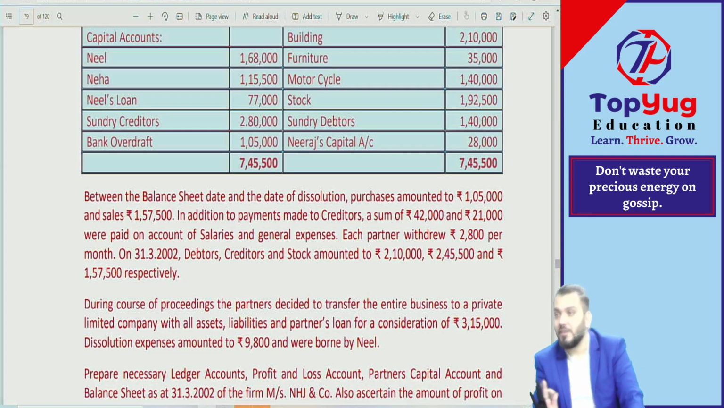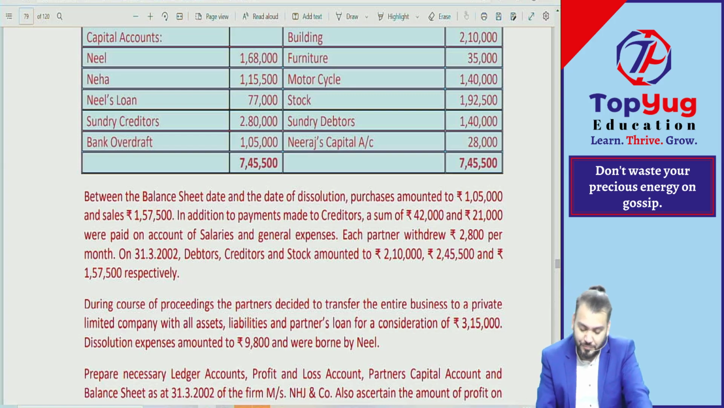Understood? Have you understood what I want to say? In the last two questions, profit was not given, so the balancing figure was profit. In this question, what is given? Profit is given. The balancing figure will be cash and bank. This is a new point in this question. Have you understood? I'll give all the information in writing, don't worry.